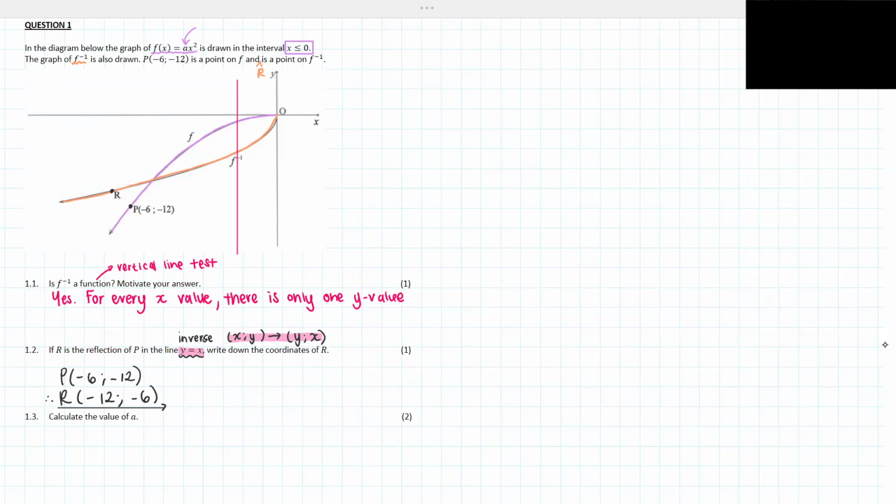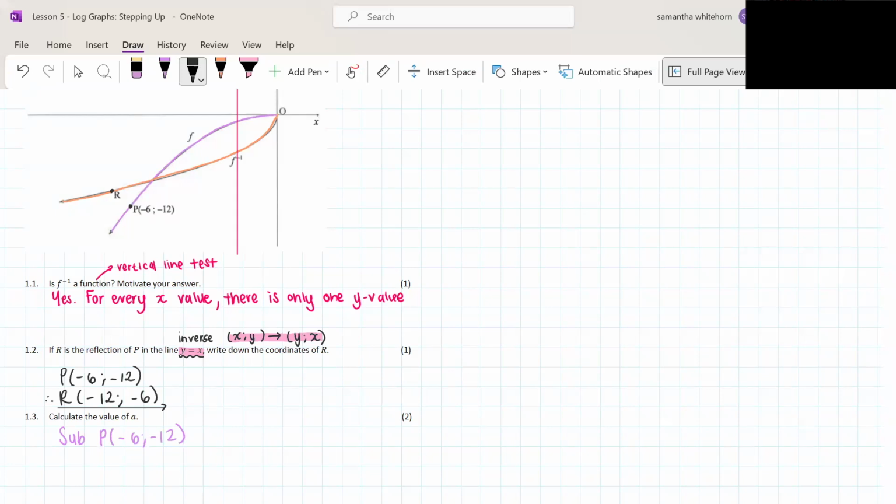Nice. Okay, so we're going to substitute our P coordinate. P is on the graph. Remember, as long as the point, or the coordinate, is on your graph, you can substitute it into your equation. Excellent. So we are going to substitute P, which we know is at -6, -12. That's going to allow us to find a. So we're substituting into f of x.